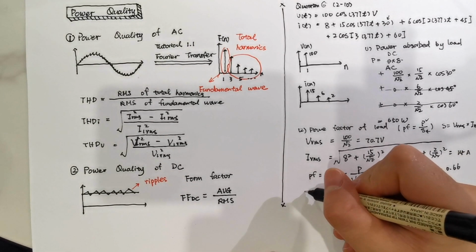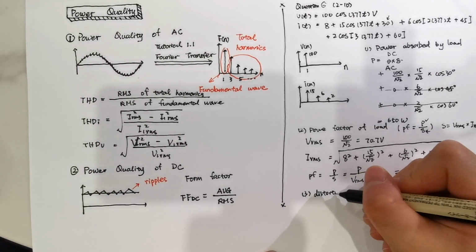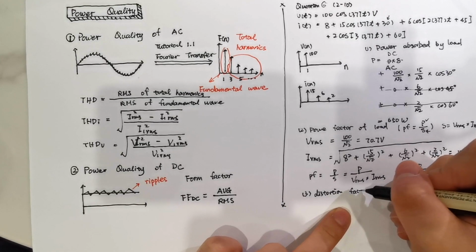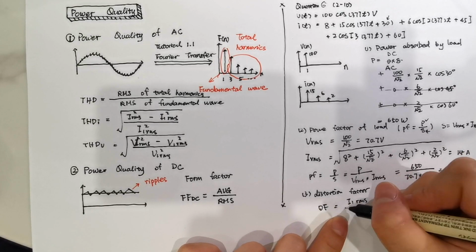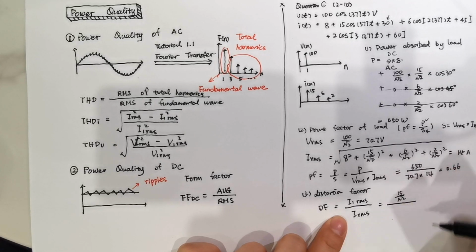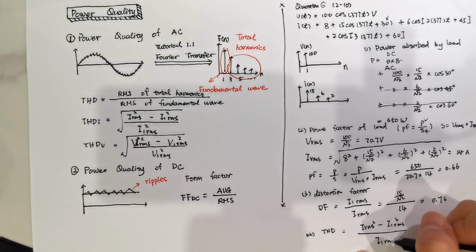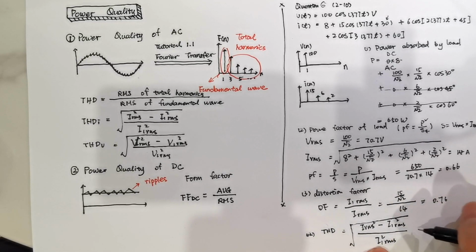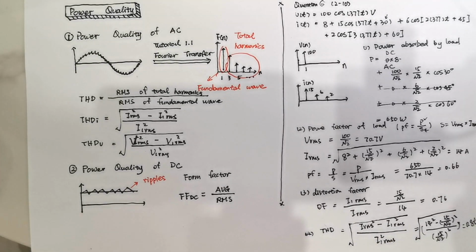Question 3 asks us to calculate the distortion factor of the load current. The distortion factor is defined by the RMS value of the fundamental wave divided by the RMS value. So it's easy. The fundamental RMS value is 15 divided by square root of 2, divided by our RMS value, which was calculated in question 2, 14 amp, and we get our distortion factor is 0.76. The last question asks us to calculate the THD, total harmonic distortion. So we put all the values we've already calculated in this formula, and then we get our total harmonic distortion is 0.86.